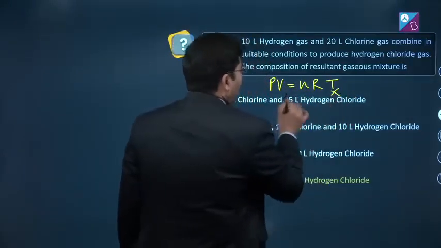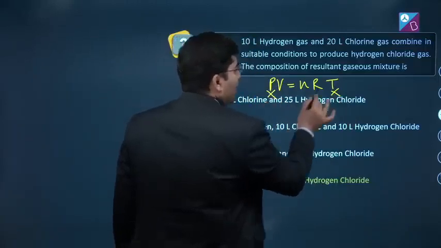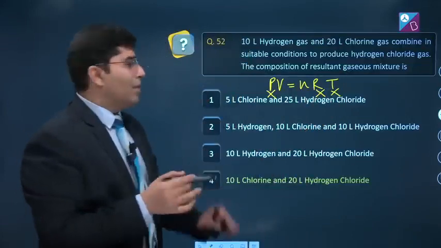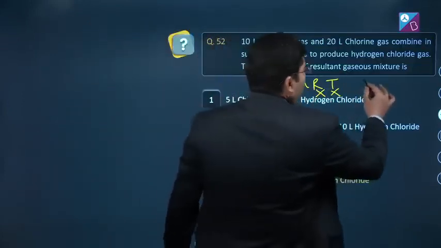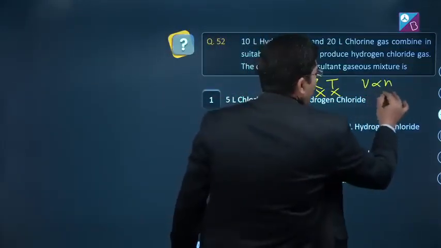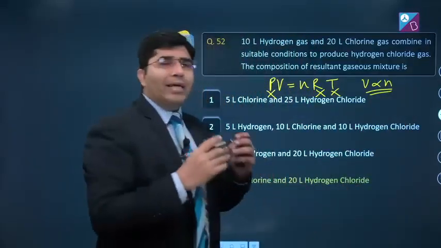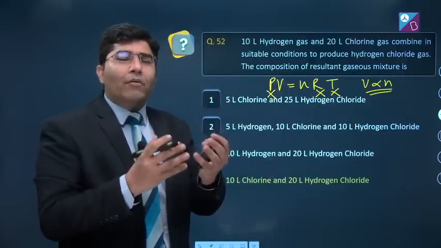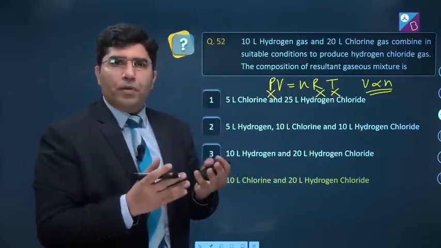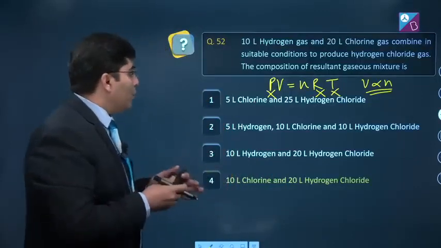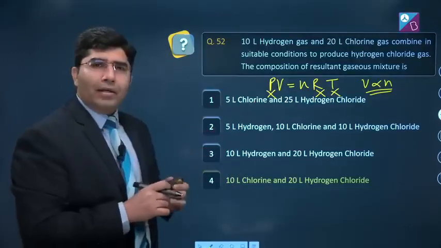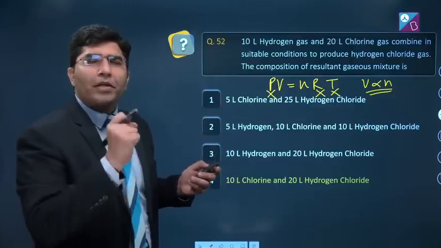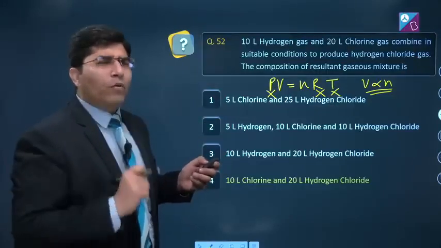Temperature is constant, pressure is constant, we cannot change that. R is the universal gas constant, we cannot change that. Means we can easily write volume is directly proportional to the number of moles. So we can treat the volume as the number of moles, right? And 4 options are given to you and we have to find out the correct answer. This is a question from stoichiometry. तो चलते हैं stoichiometry लगाते हैं इसके अंदर. Let's find out the answer.